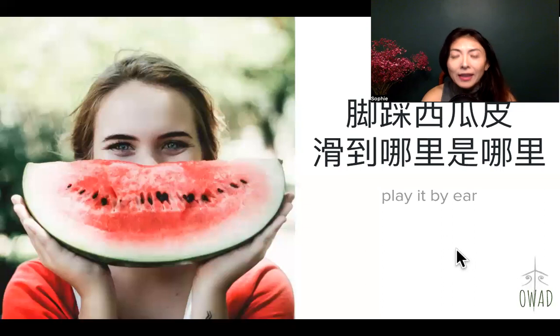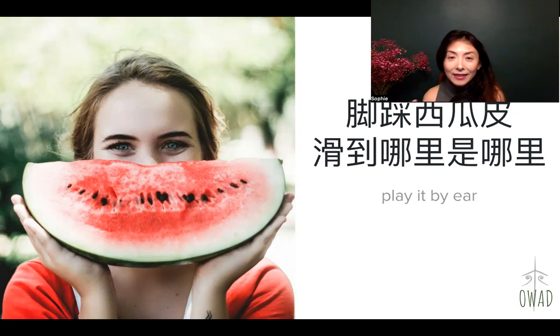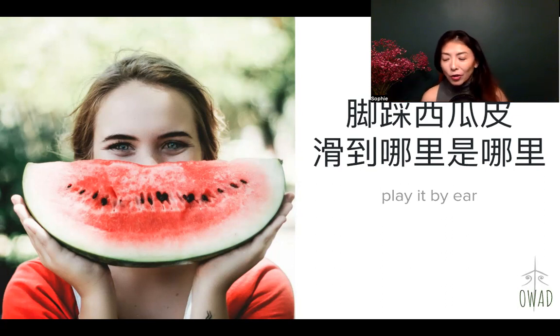Okay, so 脚踩西瓜皮, 滑到哪里是哪里 is this funny picture of you stepping onto the watermelon rind, and you're going to glide through space, and you're not sure where you're going to land. And you adopt the attitude of wherever you land, you just accept that as your landing place. And in English, I think probably play it by ear is the closest possible. It's the attitude. You're going to be flexible. You're going to be spontaneous. You're going to respond to whatever result. And then you're going to adapt to the new situation. You're going to accept reality in that way.